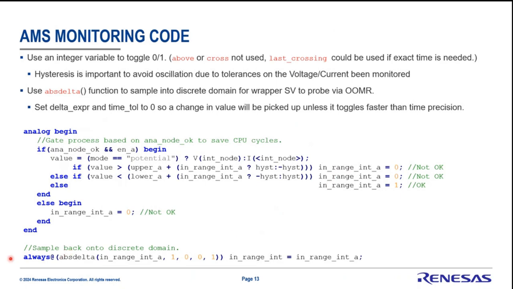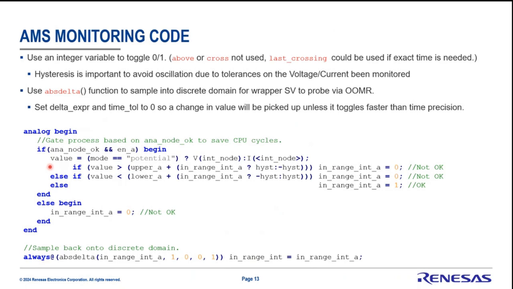Then this line here basically will be monitoring the analog node in range int A, and every time it changes value, it basically will take a copy of that and place it into the discrete domain. So now you could then monitor in range int in your SystemVerilog layer, which is exactly what you want.